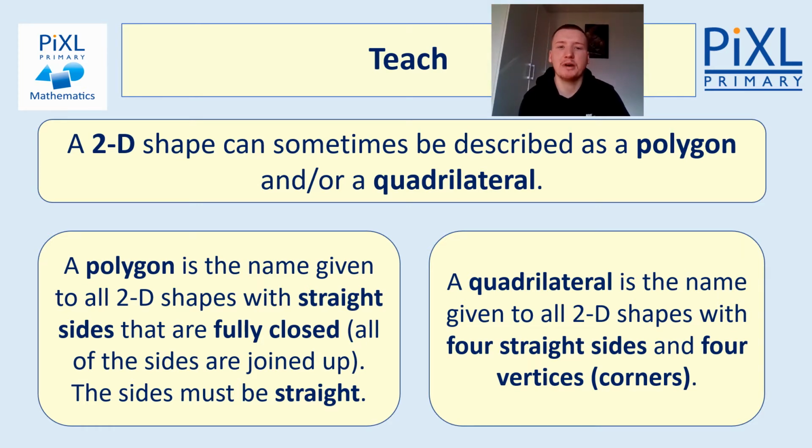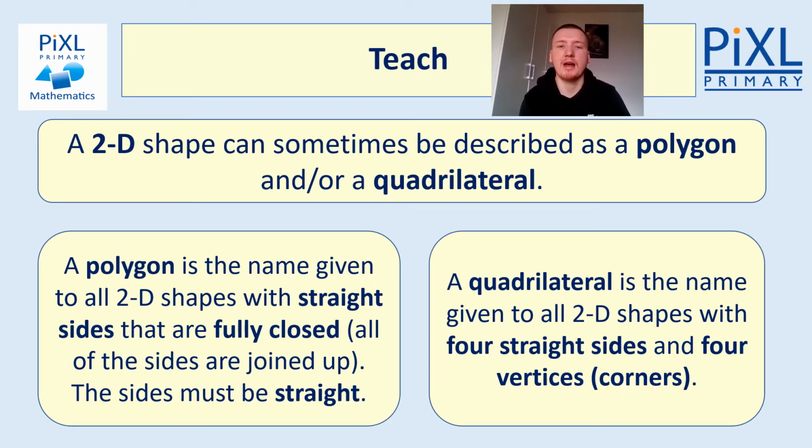Now I said if you break the word down, the first part is quad. For example, a quad bike. Now, if you've ever been on a quad bike, you'll know that there are 4 wheels. It's the same with 2D shapes. A quadrilateral 2D shape has 4 straight sides and it has vertices in each corner.